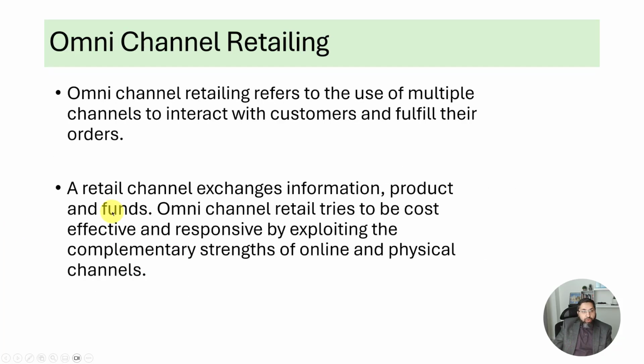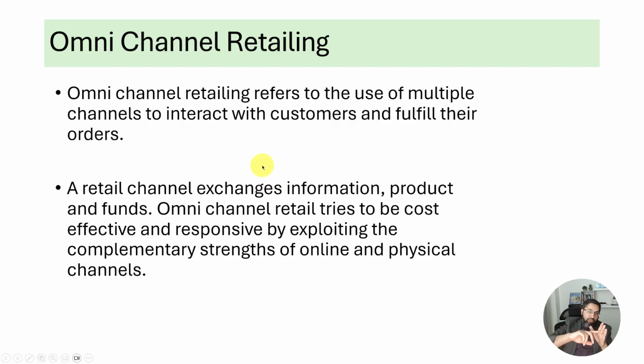And that's where the idea of omnichannel comes from, that customers prefer different channels for different types of purchases, and different customers have different preferences. So if you do omnichannel retailing, you're basically having so many options that every customer will find something that suits them. Okay. So a retail channel exchanges information, product, and funds. In omnichannel retail, you try to be cost efficient and responsive by combining the complementary strengths of online and physical to do these things. So information, you could go online, look at pictures, customer reviews, and place an order online.